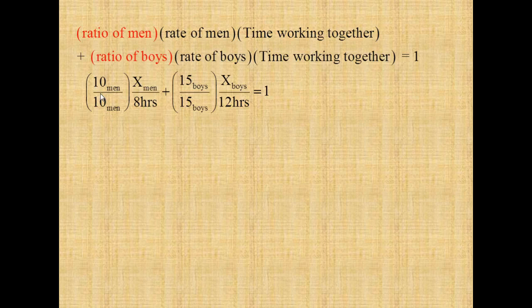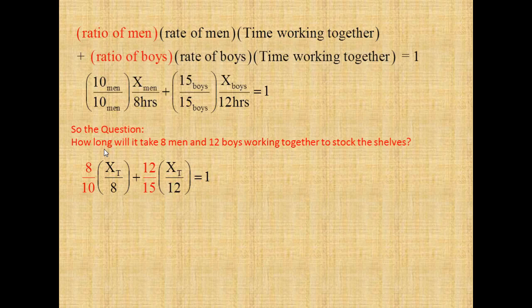As you can see, 10 over 10 is 1 and 15 over 15 is 1, so essentially we are solving our original problem. But since we want to reduce this ratio from 10 over 10 to a different number, we can do that. So the question now is, how long will it take 8 men and 12 boys working together to stock the shelves? Well, that's 8 over 10 plus 12 over 15. Now we can solve this reduced problem.